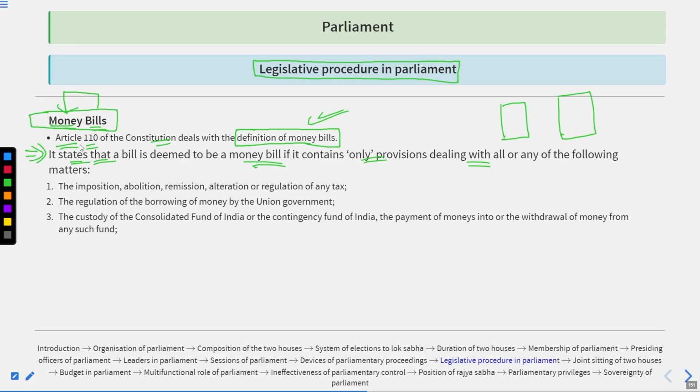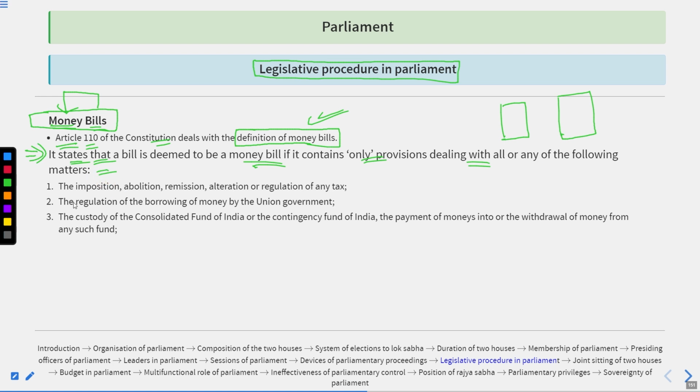Then you will take the help of Article 110. And what does Article 110 state? It states the following condition: out of these two bills, if you really want to consider the original money bill, then you have to check whether the bill contains only provisions dealing with all or any of the following matters.